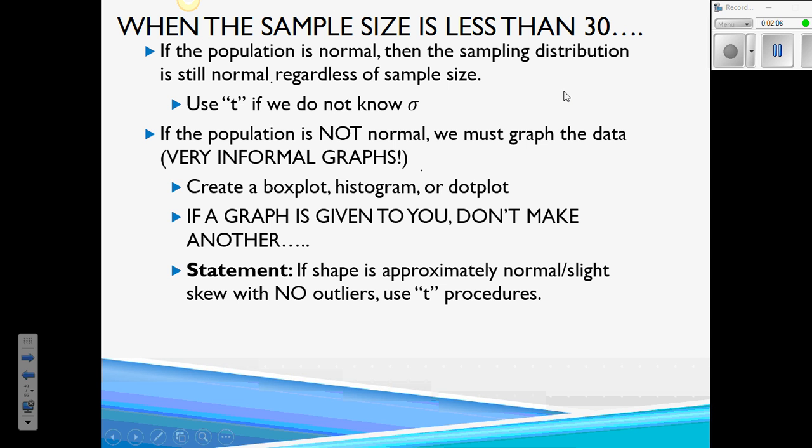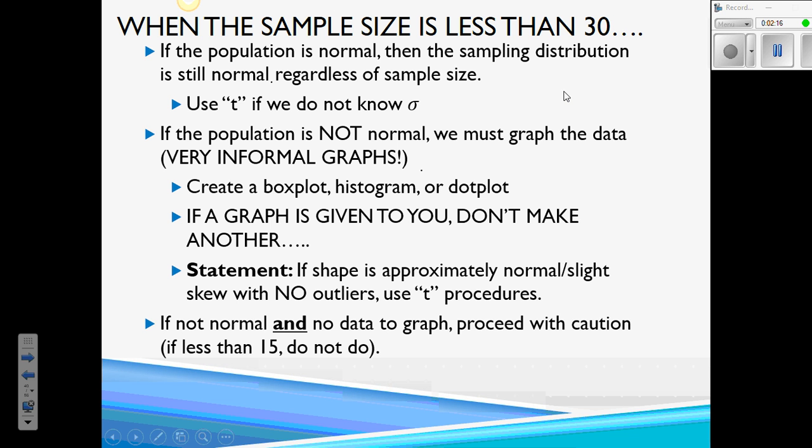And we're going to make this statement here that if the shape is approximately normal or slight skew with no outliers, we're going to go ahead and use T procedures there. The big deal here is if you do have an outlier, then you should not continue. If there's a clear outlier, that means that distribution will not be approximately normal. Approximately normal distributions do not contain outliers. So it's kind of silly for us to assume that it is normal with an outlier.